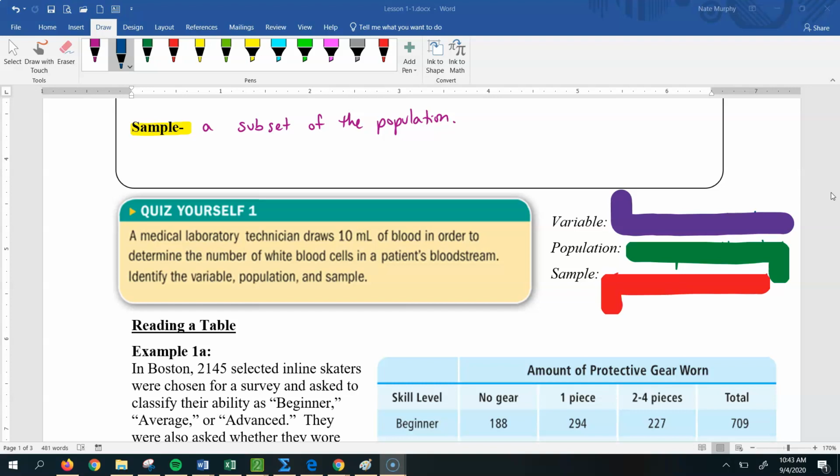So I'm hiding the answers. So I want you guys to see if you can figure out the answers yourself. So pause the video, see if you can figure that out, and hit play when you're ready to check to see if you've done it correctly.